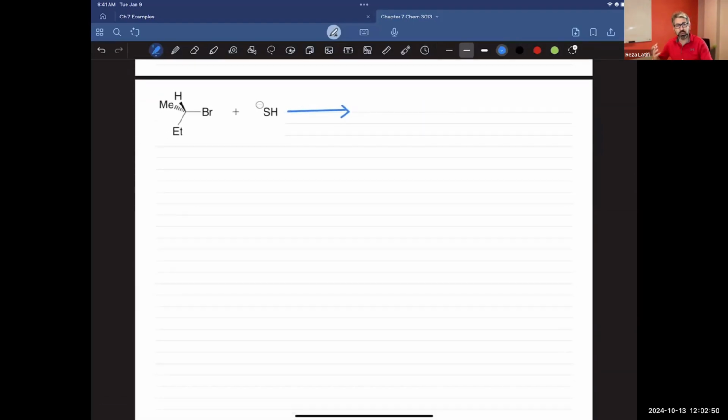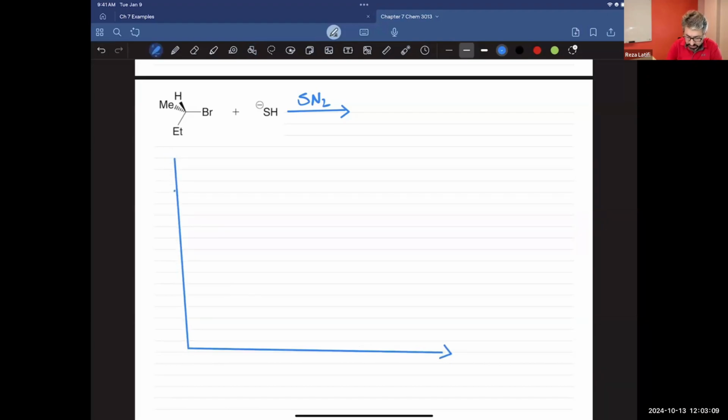Okay, let's talk about why this is happening and what the mechanism is. So this reaction is going to be SN2. That means you have a reactant that is reacting with a nucleophile. So here I'm going to draw a reaction coordinate diagram. The vertical axis is delta H, or the energy of the reaction, the energy of the system. You can simply call it energy.